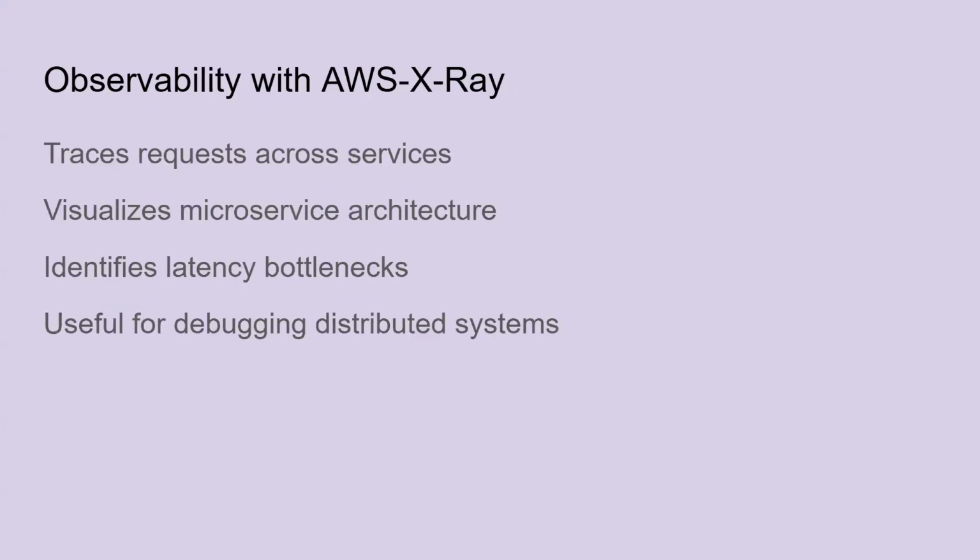All right, so now that we're done with CloudWatch and the monitoring, we're going to talk about observability with AWS X-Ray. X-Ray traces requests across services, and it visualizes microservice architecture. It also identifies latency bottlenecks, and it's useful for debugging distributed systems.